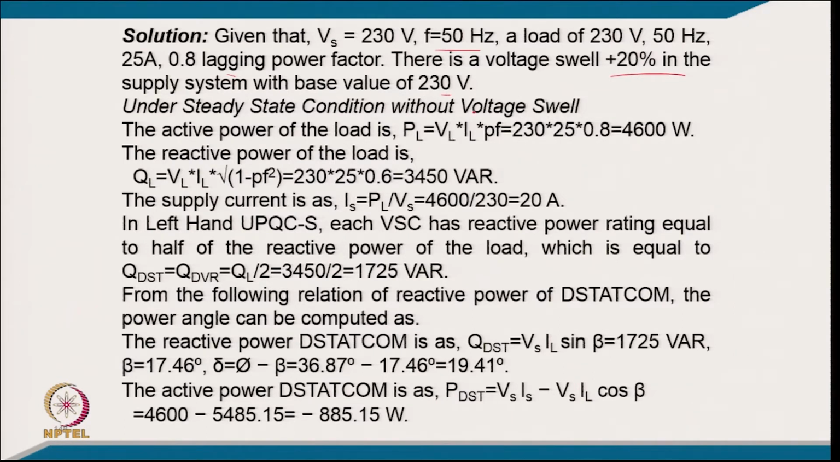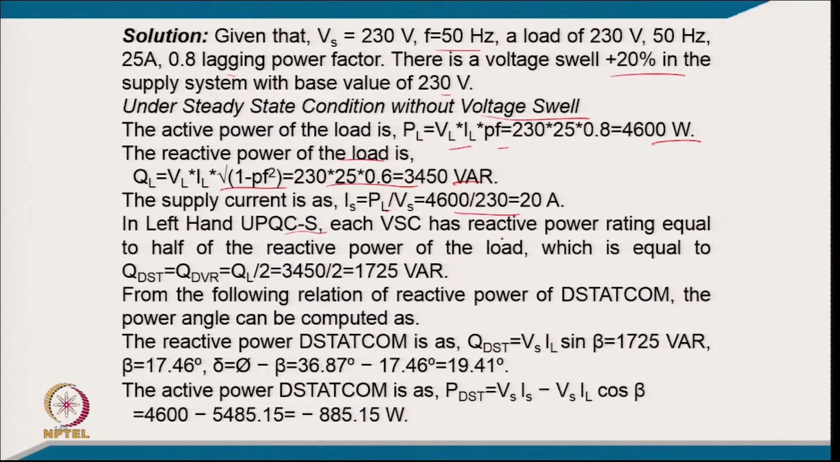So, under steady state condition without voltage swell, the active power of the load is VL IL times cos phi. Putting the values, it comes to 4600 watt. The reactive power of the load is VL IL under root 1 minus power factor squared. Putting the values, it comes to 3450 VAR, and the supply current Is equals PL upon Vs, that is 4600 divided by 230, which is 20 ampere.